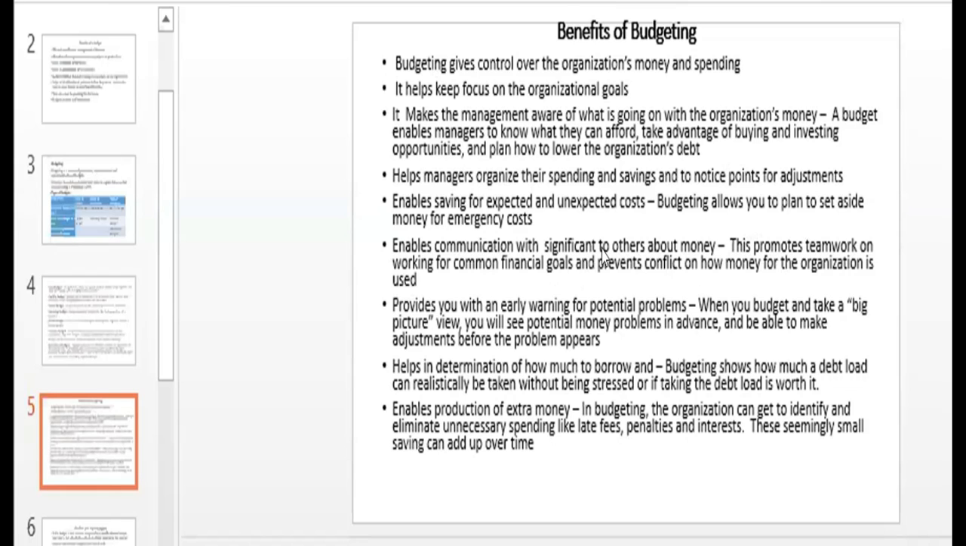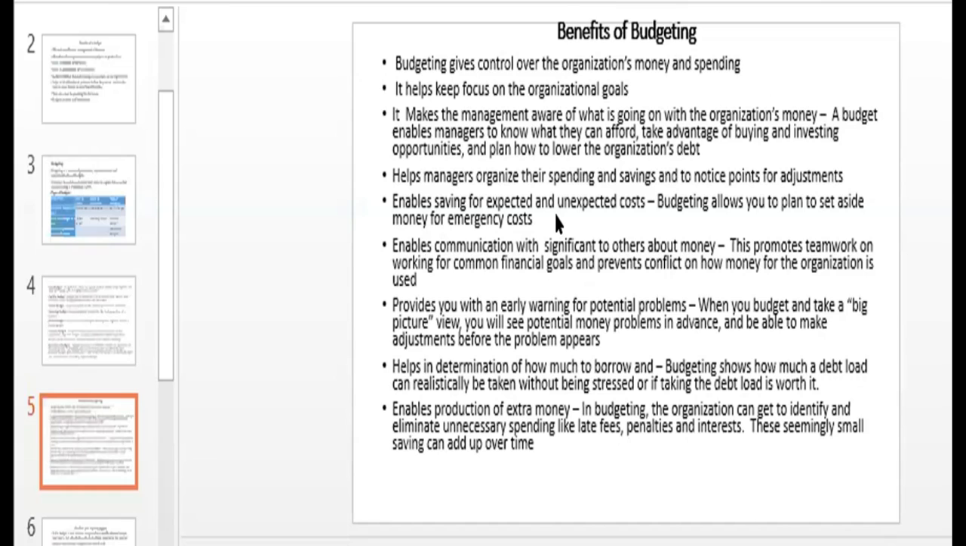Those are now the flexible budgets. You can adjust them through evaluation and monitoring. Enables saving for expected and unexpected costs. So budgeting allows you to plan to set aside money for emergency costs. So emergency costs are numerous. Things like inflation, these are now things that you're talking about. Budgeting allows for that. So you plan in advance for some of these costs that may come across.